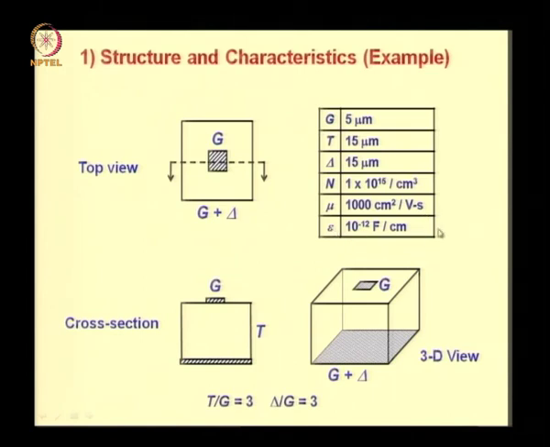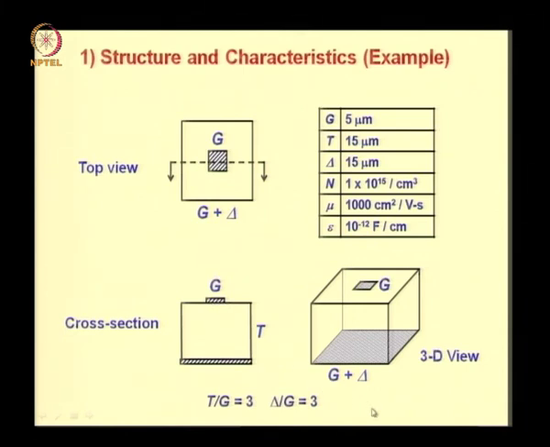Now you can see for our device the ratio t by g is 3 and delta by g also is 3. So drawing the diagram to scale would mean that the relative dimensions of this figure should reflect these ratios. So you can see here that this g is about 1/3 of this t. Similarly, delta, which is the difference between g, that is the top contact, and the bottom contact, you can see that this plus this is about 3 times g.